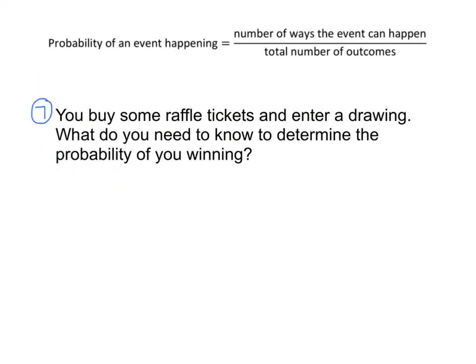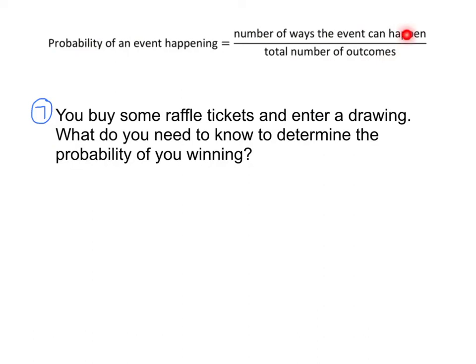All right, one last thing here. Again, I really want you to make sure you have this idea internalized. The probability of an event happening is the number of ways that event can happen out of the total number of outcomes. Last thing I want you to think about. Let's say you buy some raffle tickets and enter a drawing. What do you need to know in order to determine the probability of you winning? Think about that for a second. Pause if you need to.